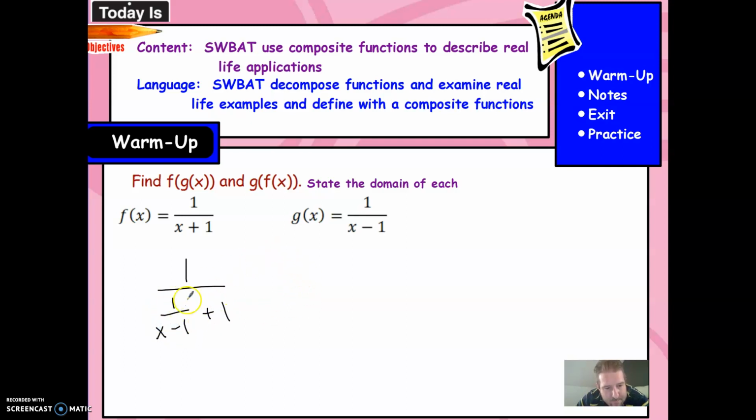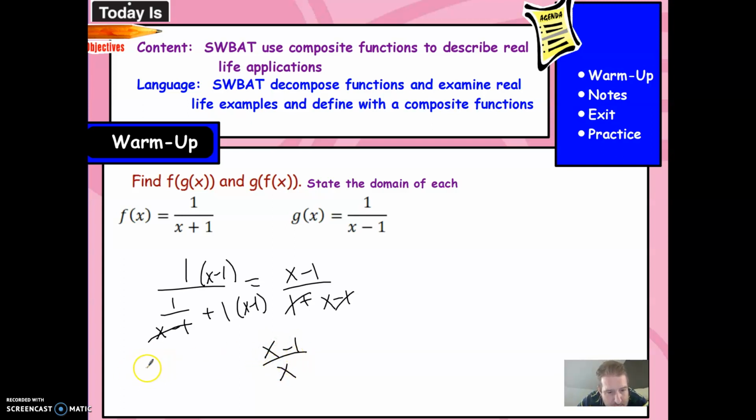First thing I'm going to do is get rid of that x minus 1 by multiplying everything by x minus 1, and this times x minus 1, and this times x minus 1 basically just cancels out. So I'm left with x minus 1 over 1 plus x minus 1. The 1's cancel out because 1 plus negative 1 is 0, so I'm left with x minus 1 over x.